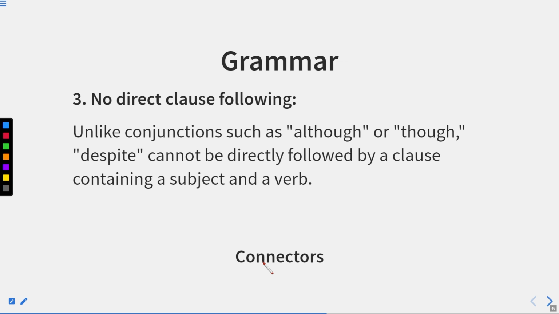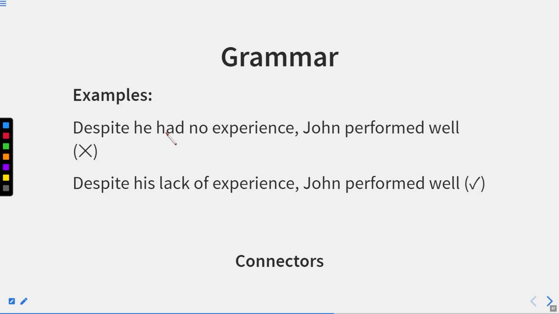No direct clause following. Unlike conjunctions such as although or though, despite cannot be directly followed by a clause containing a subject and a verb. For example, despite he had no experience, John performed well. In this sentence, you can see the entire clause, which is not correct. It should be, despite his lack of experience, John performed well. This will be the correct sentence.